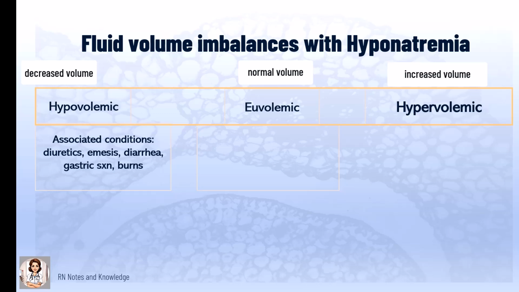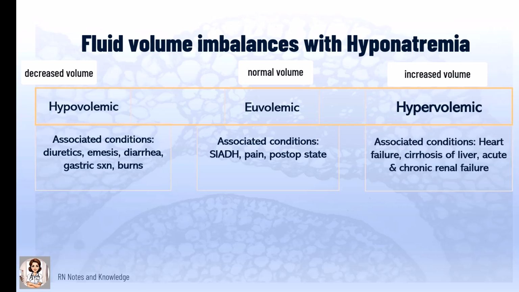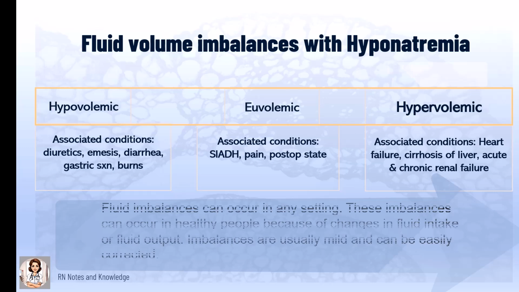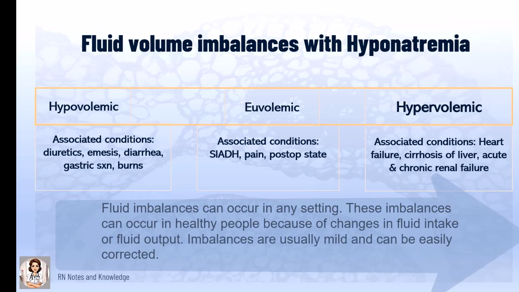In euvolemic, normal body fluid hyponatremia, associated conditions include SIADH, pain, postoperative state, and cortisol deficiency. And then with hypervolemic, increased body fluid associated conditions include heart failure, cirrhosis of the liver, acute and chronic renal failure. So fluid imbalances can occur in any setting. These imbalances can occur in healthy people because of changes in fluid intake or fluid output. Imbalances are usually mild and can be easily corrected.